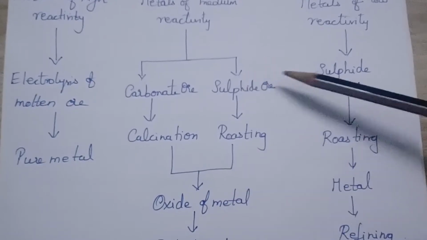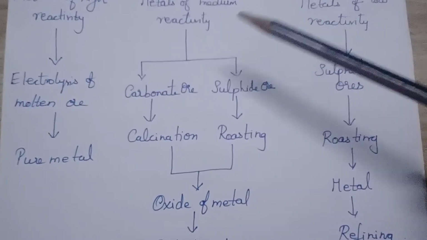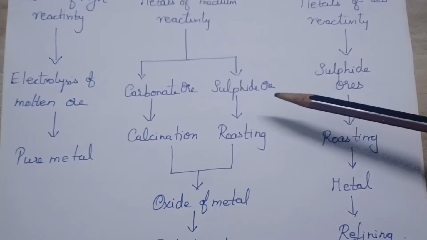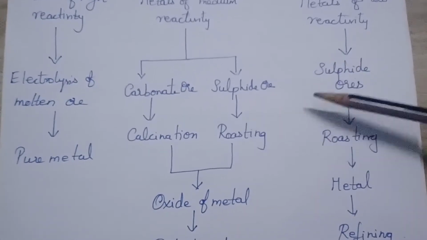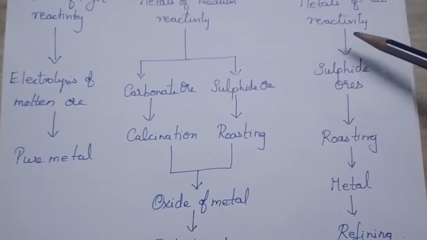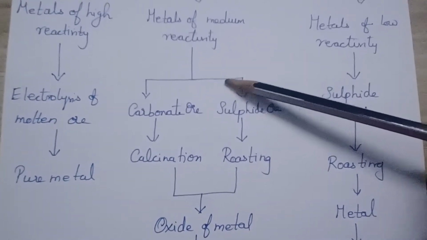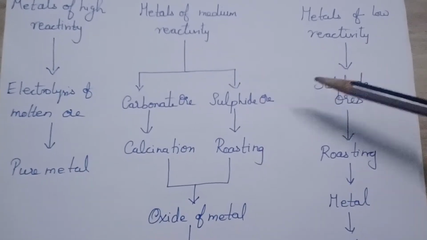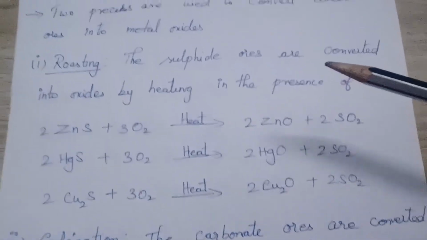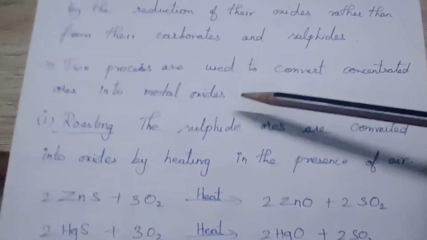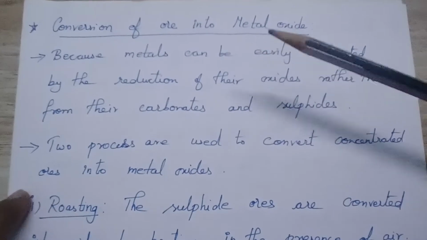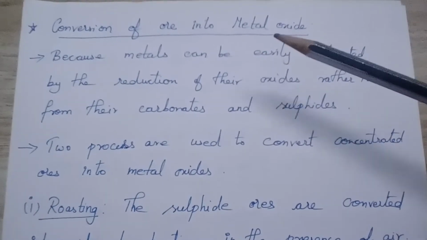So what is the next process after the concentration of the ore? What is the next process? We are going to convert these ores into oxide form. That is the second process for both low reactivity as well as medium reactivity metals. So we'll see how to convert the ores into metal oxide. Why do we have to convert them into metal oxide? First we'll learn that, then we'll understand easily.